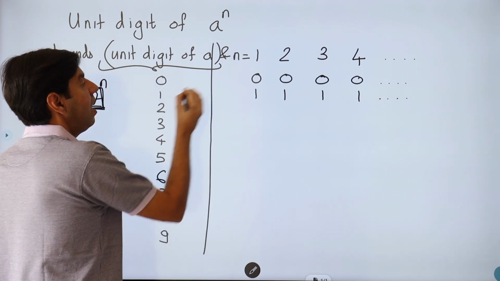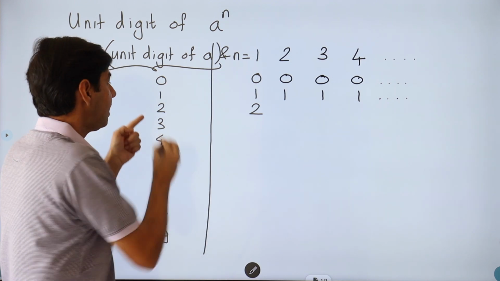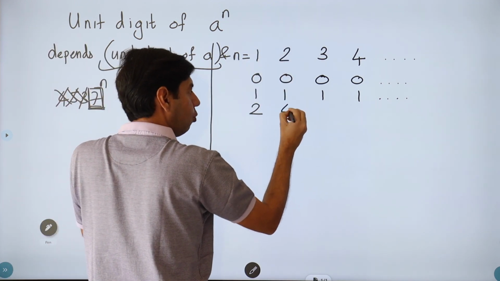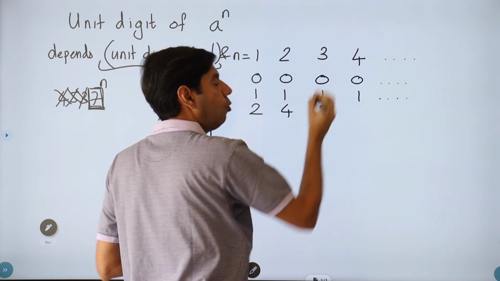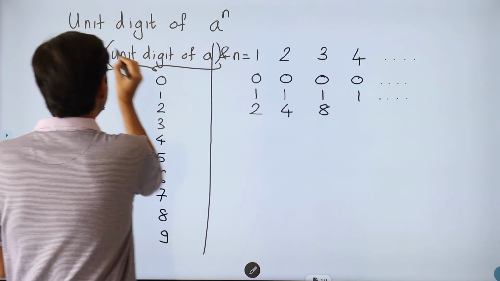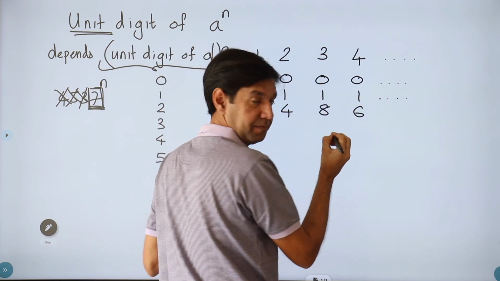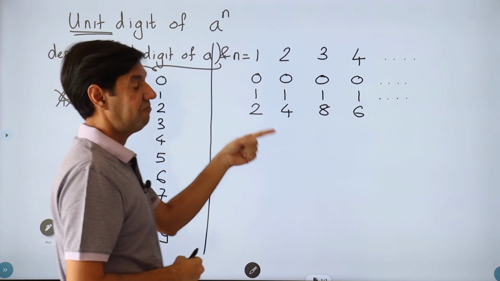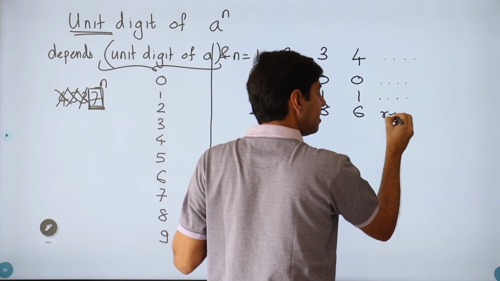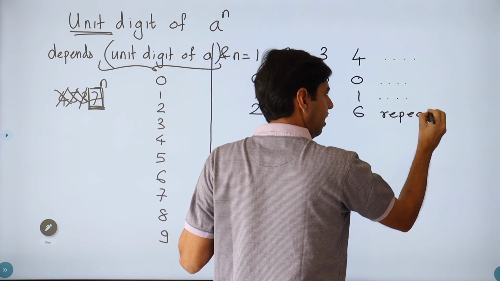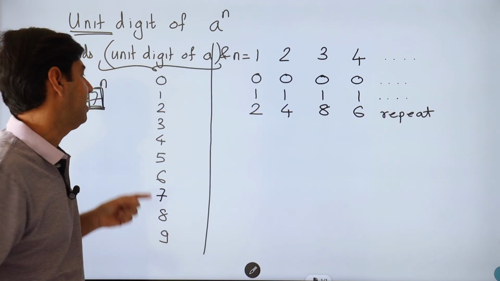For 2, 2 raised to 1 will end with a 2. 2 square will end with a 4. We know these values. 2 cube is an 8. 2 raised to 4 is 16, and I am interested only in the unit digit of that 16, that is 6. And 2 raised to 5 will be 32. So what we'll see hereafter is that this is going to repeat: 2, 4, 8, 6, 2, 4, 8, 6, it will repeat this way.